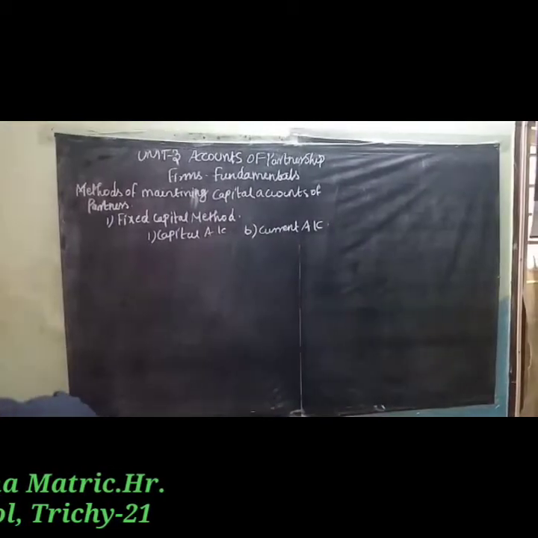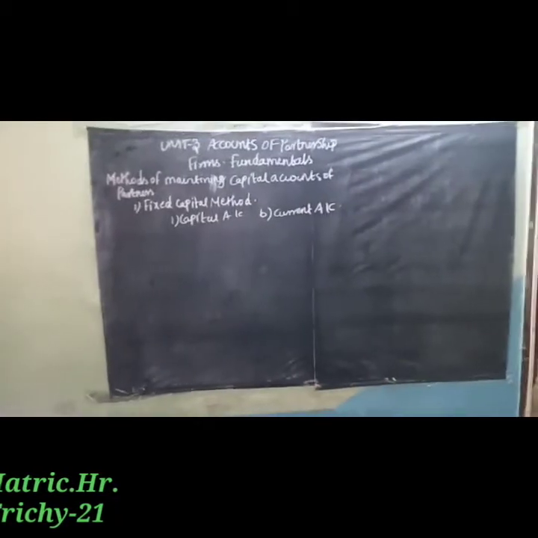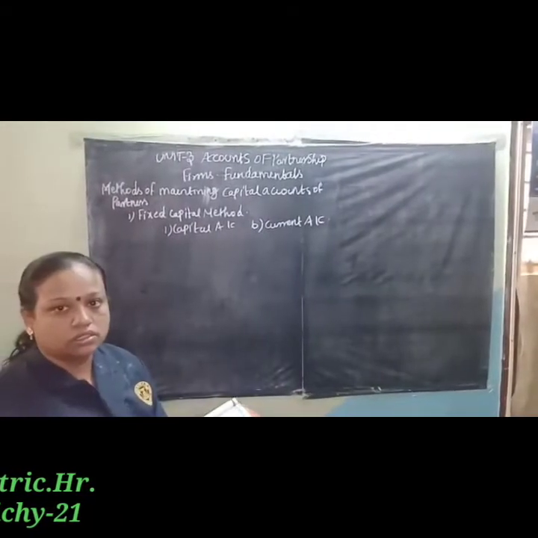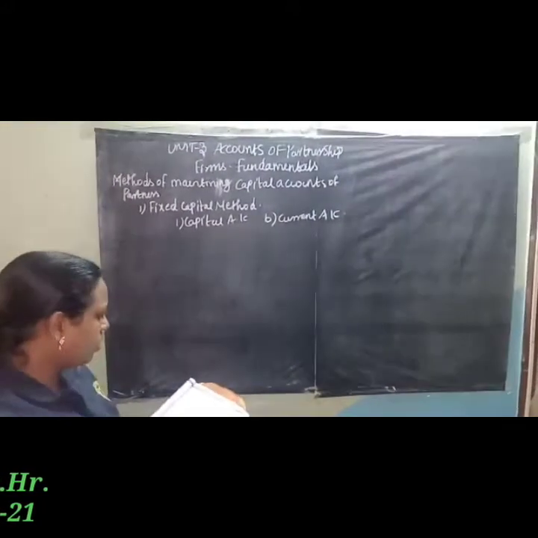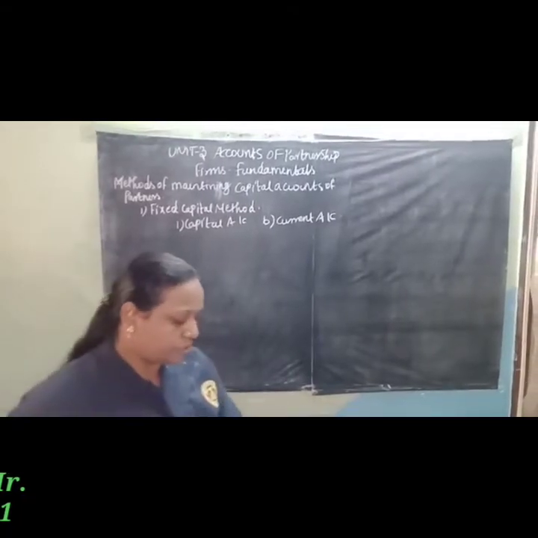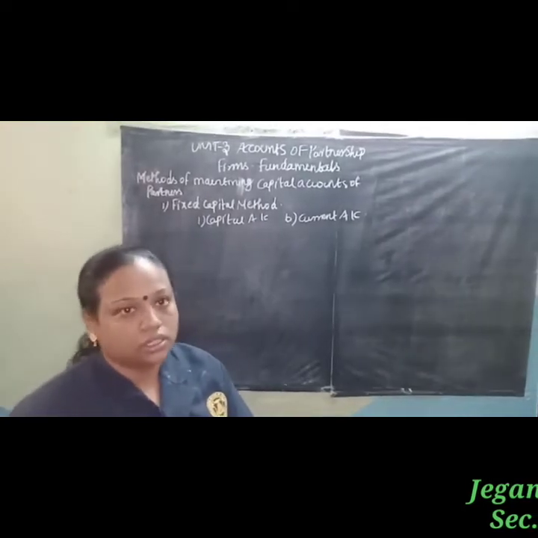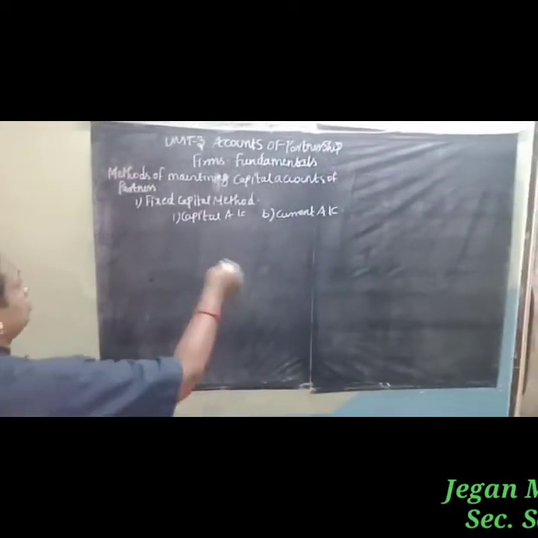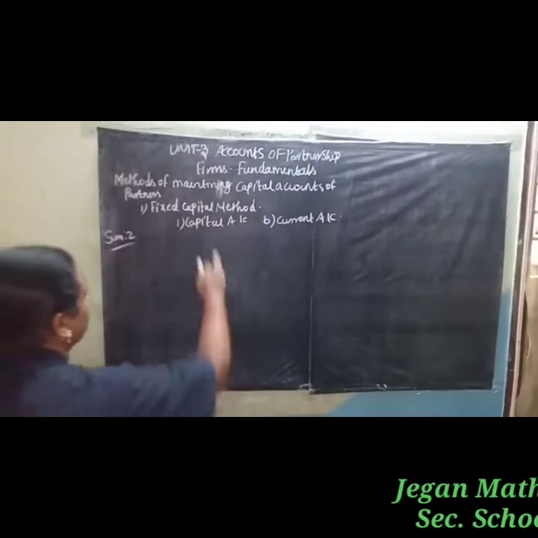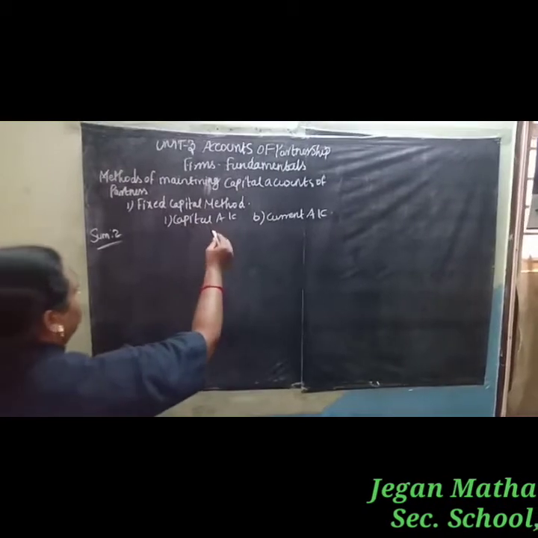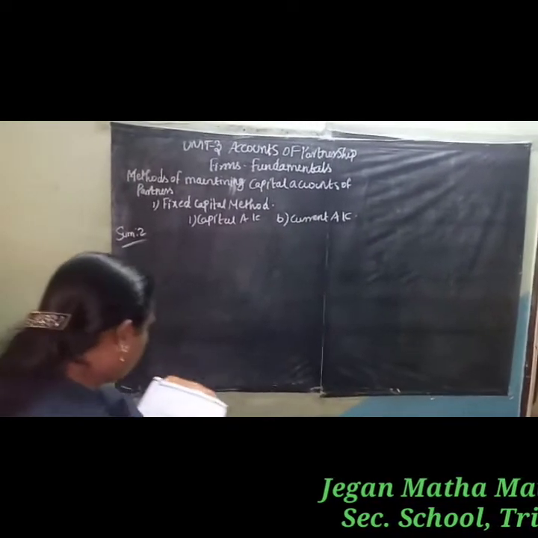Okay, so let's see the sum. Sum number 1. From the following information, prepare the capital accounts of partners Reuben and Derry when their capital accounts are fixed. Okay, so when the capital accounts are fixed, sum number 2, fixed capital method. Fixed capital method means we have to prepare the partners' capital account and the partners' current account. So the information is given.